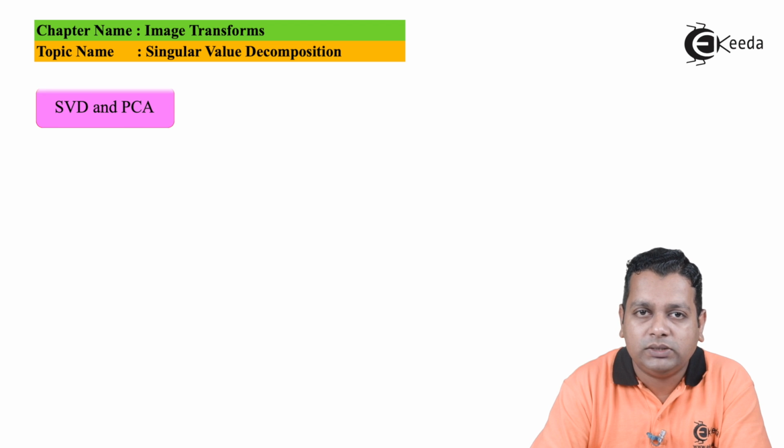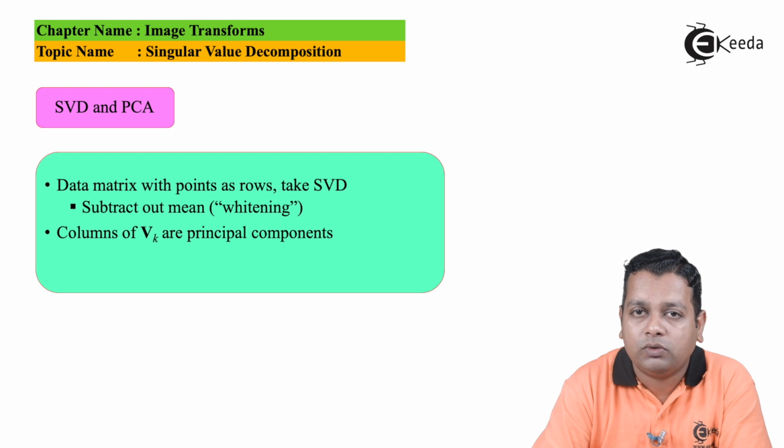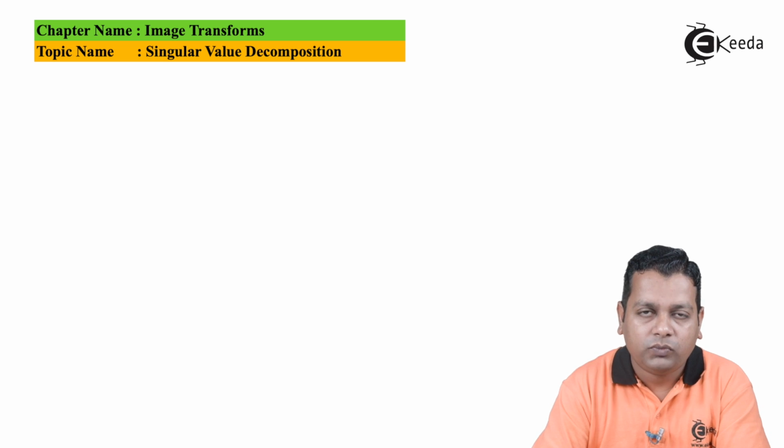So this was PCA. Take the data matrix with the points as rows and apply SVD. Here we subtract out the mean, the whitening in the case of an image. In the matrix V that we have seen, the columns are actually the components. This way we can relate SVD to PCA. This is from the formulation of SVD we have seen. The values of W sub i give the importance of each component.